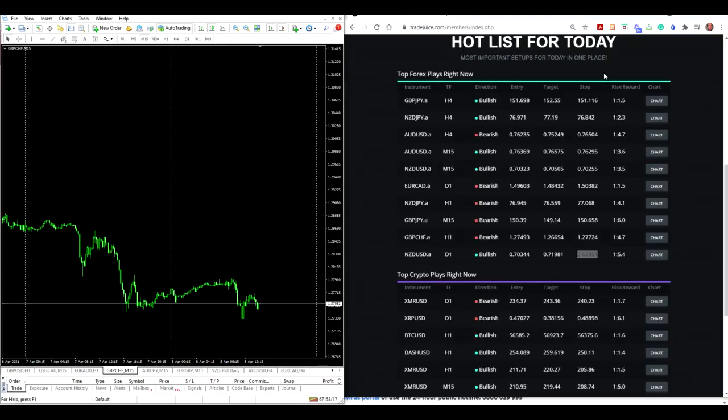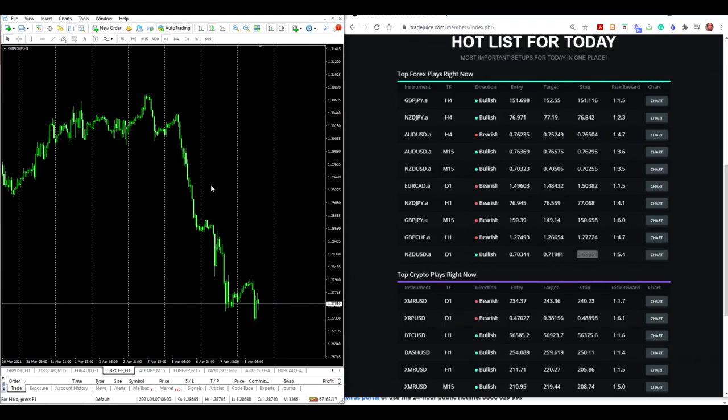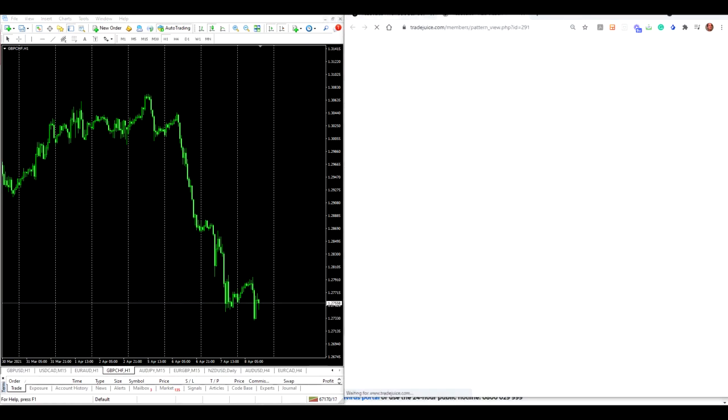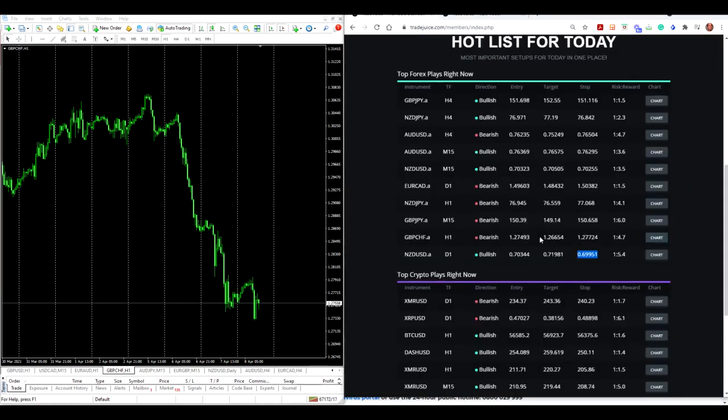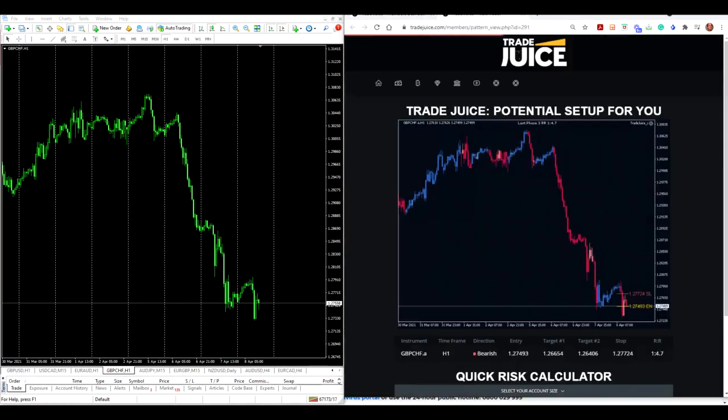So I'm on the hot list for today on the Tradejuice members area, and at the moment I'm looking at the pound CHF Swiss franc 15 minutes. Let's put it up to the 1 hour chart. I've got a signal that I can enter this pretty soon, and I'm going to go short. It's telling me to go short. It tells me where to enter, the target, and where to place my stop. So there's my MT4 chart. There's the Tradejuice chart telling me the entry, stop, and the targets.